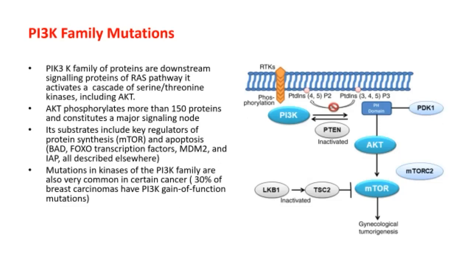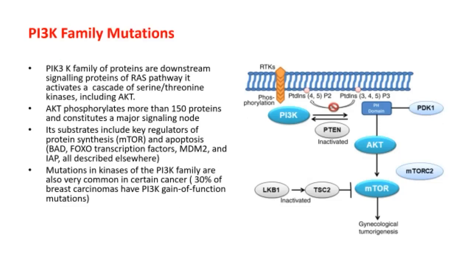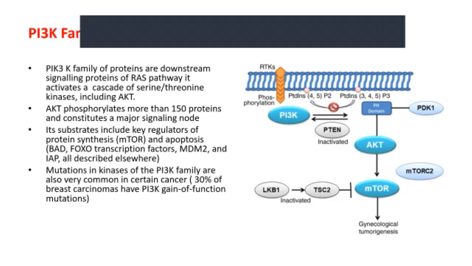Then we have another most important pathway, the PI3 kinase, phosphatidylinositol kinase protein family. If you see very carefully, they are downstream of receptor tyrosine kinases, and are downstream proteins of the RAS pathway, other than the RAF pathway. They act as serine threonine kinases, including AKT. So PIK3 will activate AKT. AKT phosphorylates more than 150 proteins and acts as a major signaling molecule. One of the major molecules among these is the mTOR pathway.